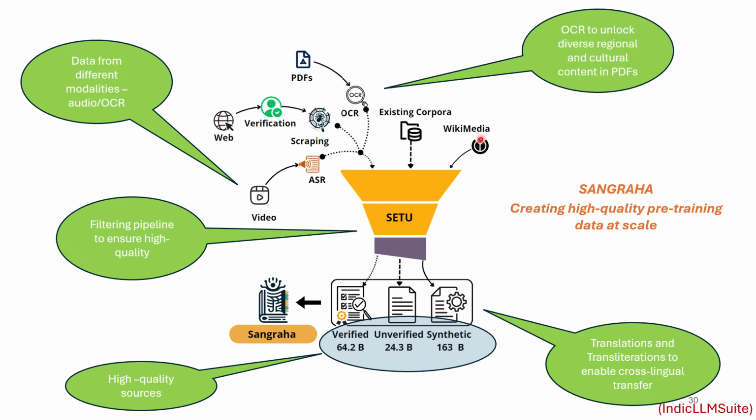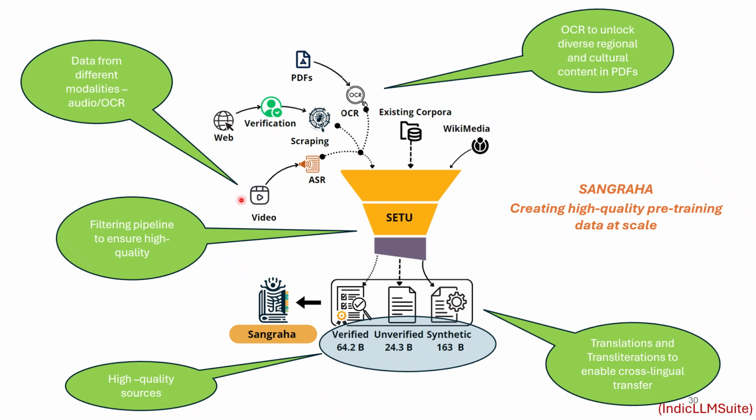As I said, a lot of data may be logged in PDFs, and PDF extraction of text from these PDFs might not be very easy, because typically you would have proprietary fonts represented. So the only way is probably to do OCR to unlock this regional and cultural content in these PDFs. And so Sangra converts these PDFs using OCR into text.